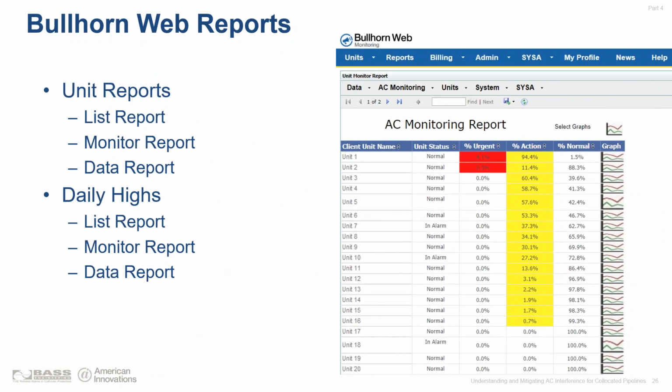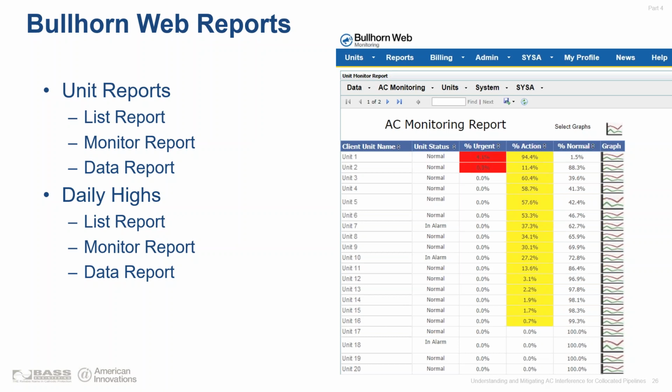Yeah, all of this can be generated through our Bullhorn web interface system. We have a variety of reports that can easily help you identify your troublesome spots. This AC monitoring report, for example, shows you a list of all of the units that you have out there, what % of the time they're above that action zone, above that 20 amps per meter squared, what % of the time they're above the 100 amps per meter squared, and quickly see things like this and identify trends and take the appropriate actions for them.